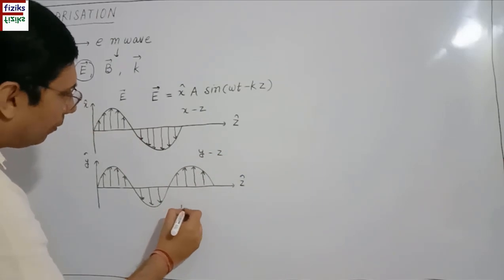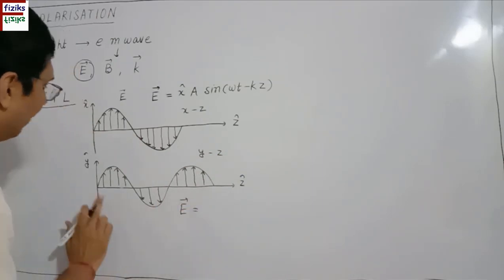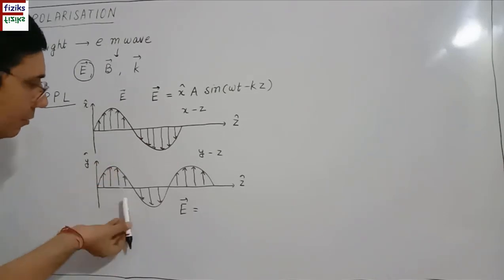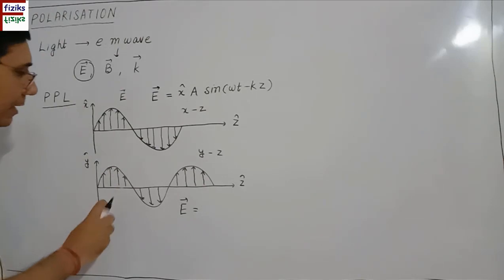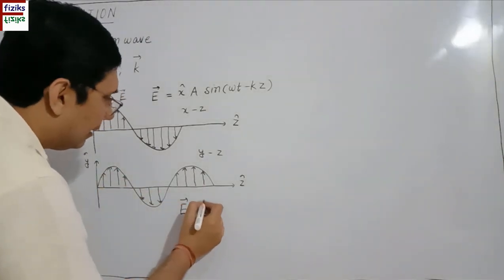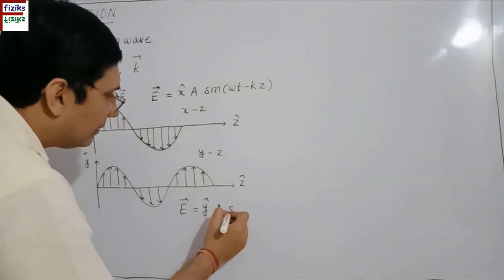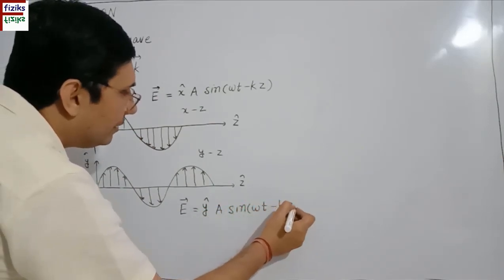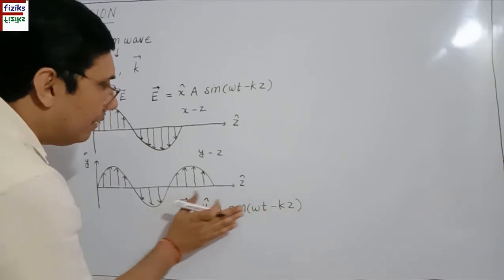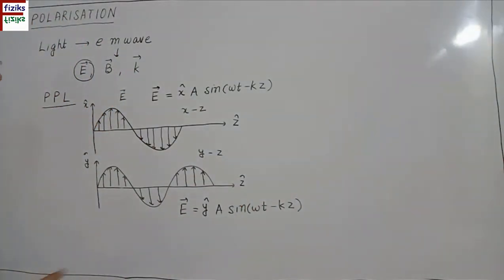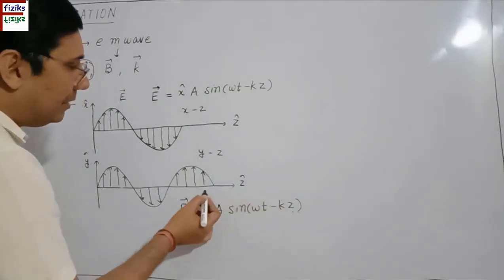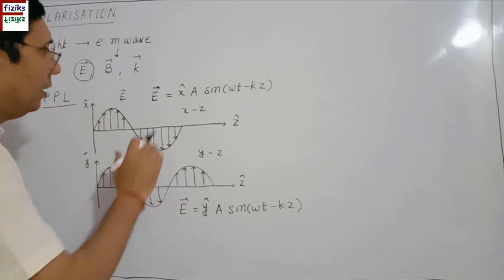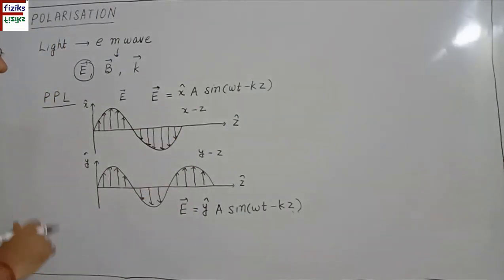Here electric field profile can be written as Y cap, because electric vector is oscillating either in upward direction or in downward direction, but they are in Y cap direction. Amplitude A and sine omega t minus kz. This Z is basically representing that this wave is traveling in the Z direction. So this Z cap is the direction of K vector and electric vector is in Y cap direction. So these two are the examples of plane polarized light.